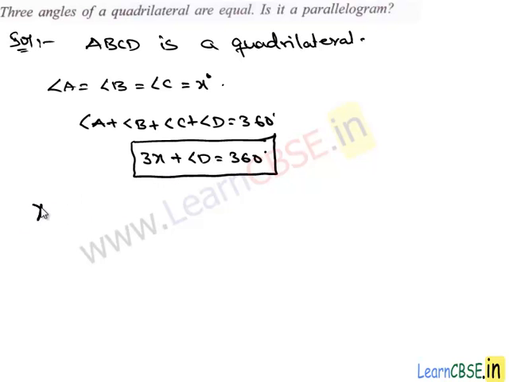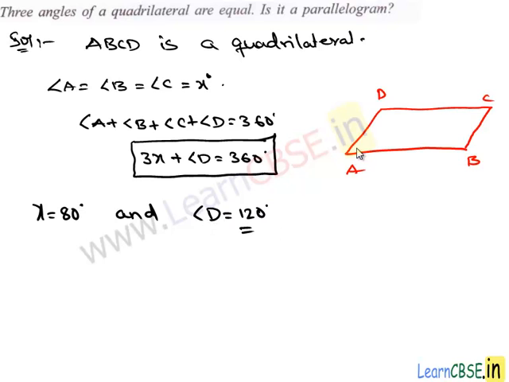Here the value of x is 80 degrees and then its corresponding angle D value is 120 degrees. And we have angle A 80 degrees and angle B is 80 degrees. Angle C is also 80 degrees and angle D is 120 degrees. From this we can say that ABCD is not a parallelogram. Why is it not a parallelogram?